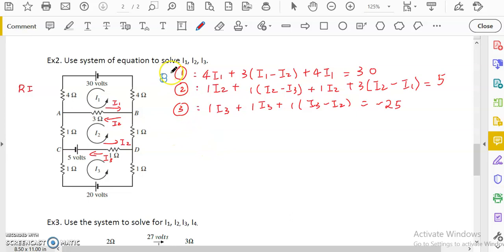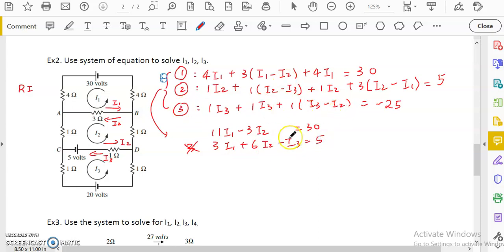So I'm going to simplify all the I1, I2, I3 into an equation. The first one will be 3I1 and 4I1, so that is 11I1, right? 11I1 and then minus 3I2 is equal to 30. The second, do I have I1? Oh, I have 3I1 over here. So I would say 3I1. And then how many I2 do I have? A lot. 1, 2, 3, 6. Plus 6I2. And then there is 1I3, and it is equal to 5.